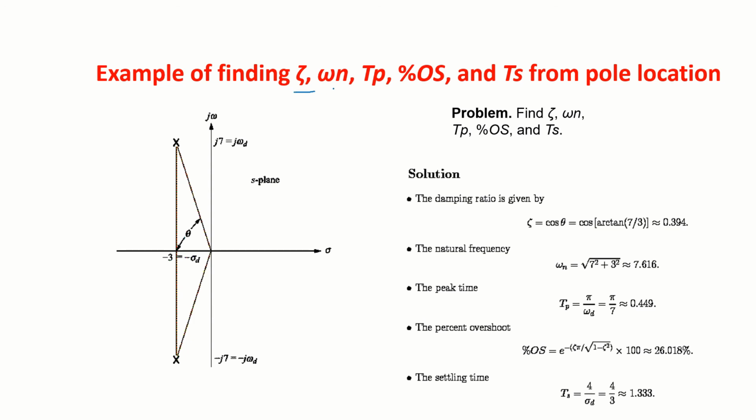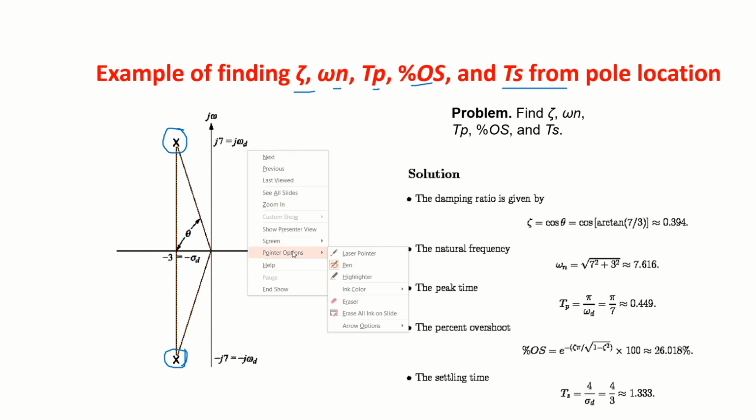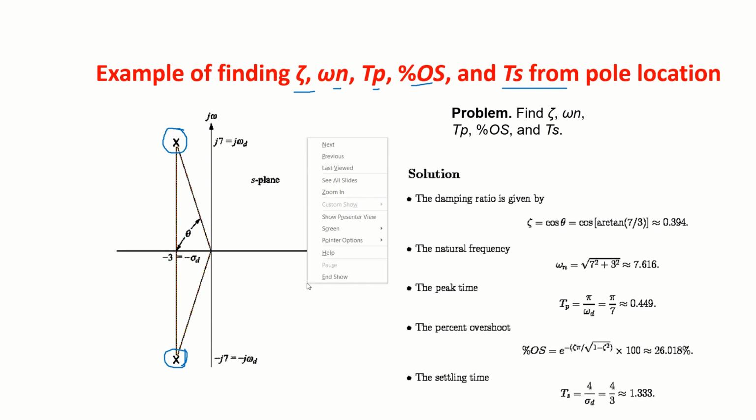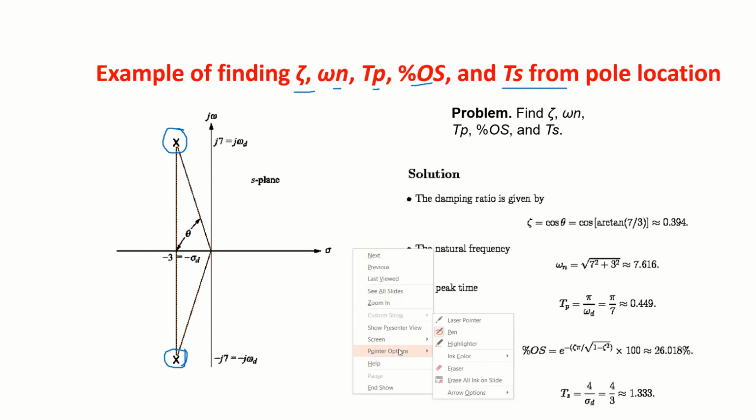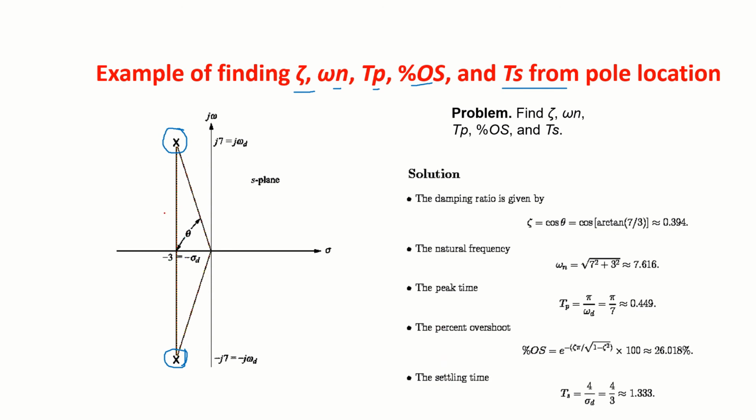Example of finding zeta, omega n, tp, percent overshoot and settling time from pole location. This pole is given. This pole is given. Means complex conjugate poles are given. I mentioned earlier how we can arrive at the response specifications. So once this point is given, draw this vertical line. Draw this line also.